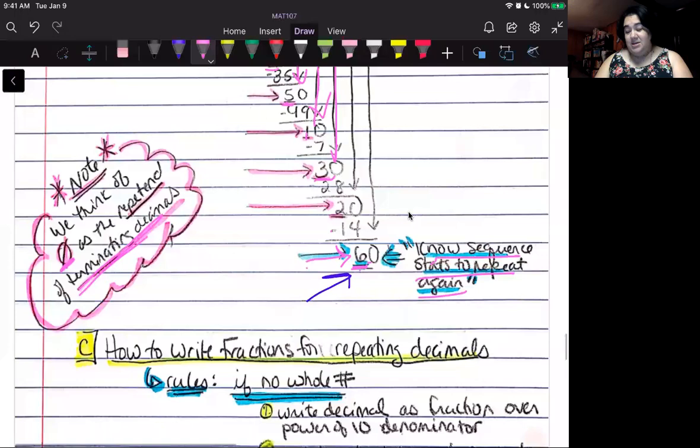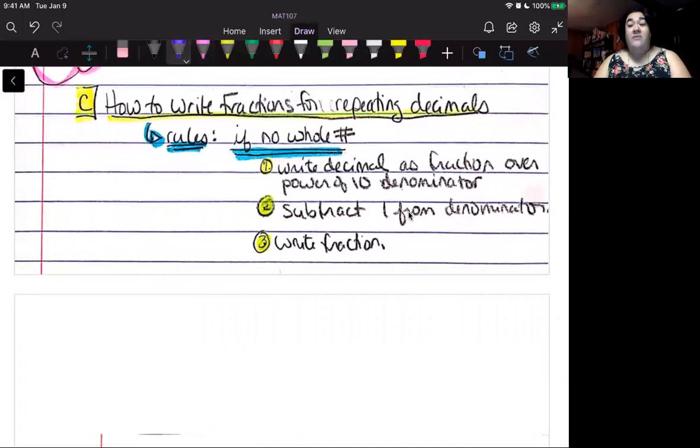Here are the rules. If you have a repeating decimal that has no whole number in front of the decimal, in other words, no number to the left of the decimal, just numbers to the right of the decimal, okay? If you have a repeating decimal that has no whole number in front of the decimal, then the rules are you're going to write the decimal as a fraction over a denominator with a power of 10, just like I showed you earlier on in this lecture. You will then subtract 1 from that denominator and you will write the resulting fraction. Here is an example that will make it a little easier.